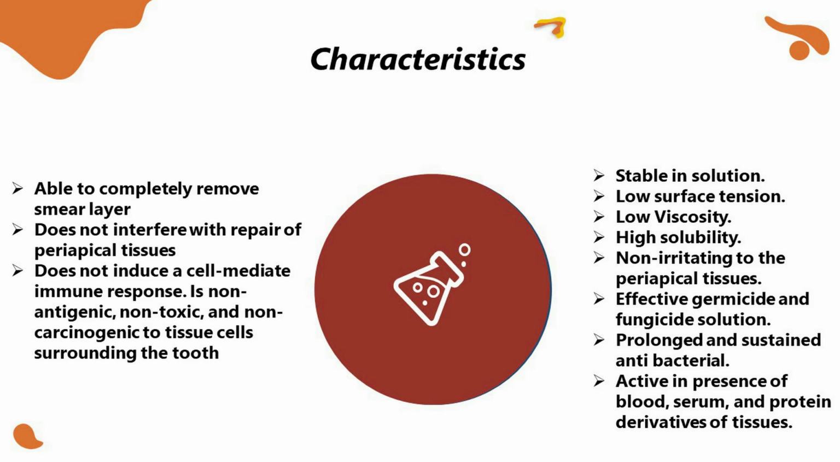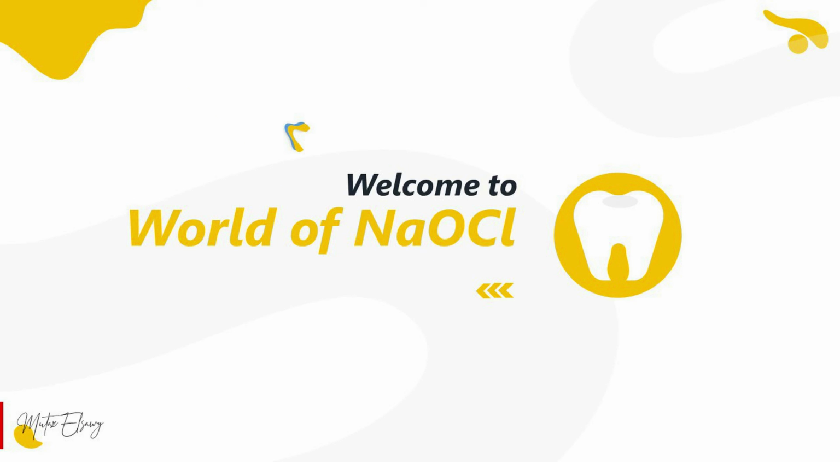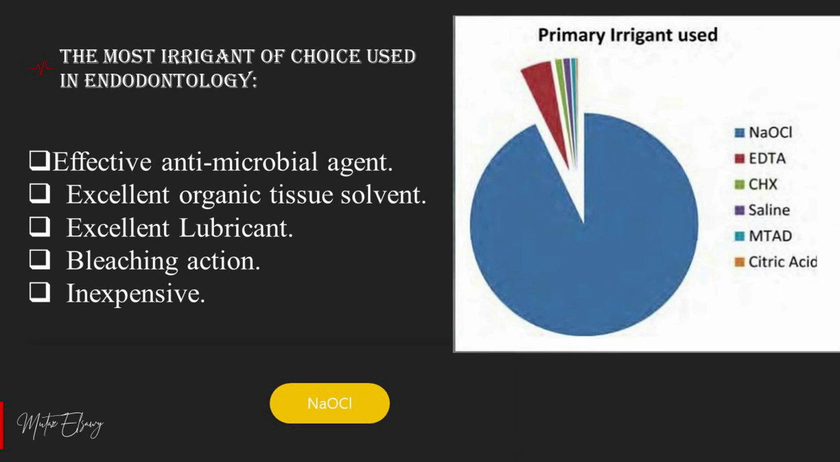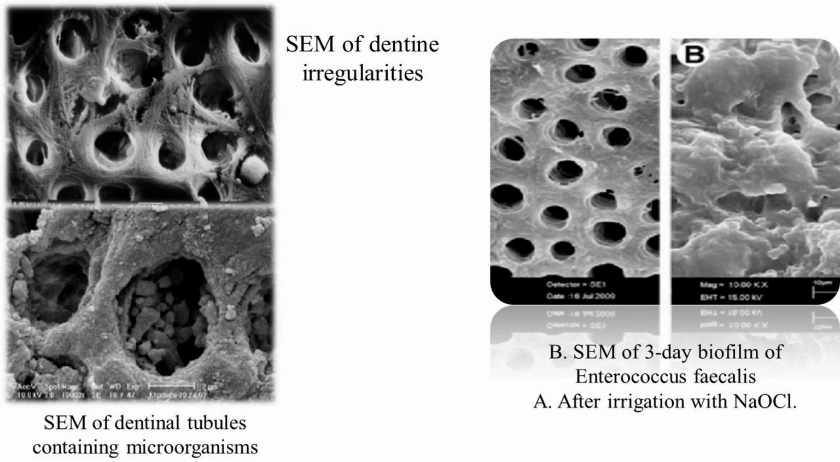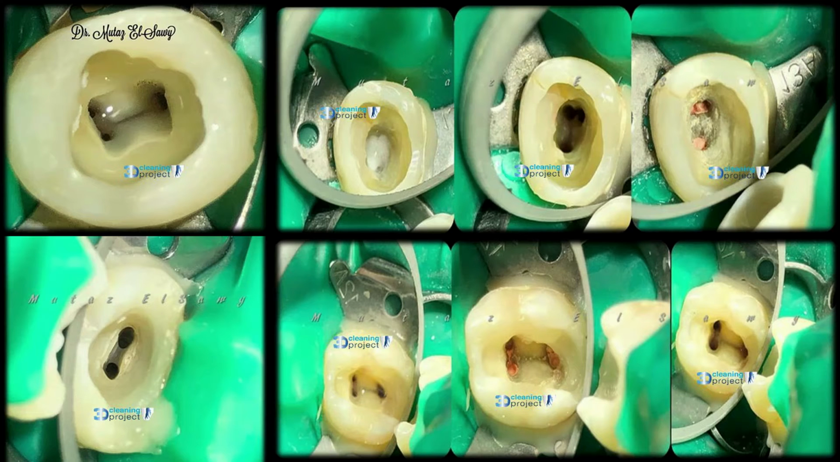And the irrigation must have the following characteristics. We have a lot of irrigation solutions in the field of endodontics, like sodium hypochlorite, chlorhexidine, saline, H2O2, for all purposes we said earlier, except removing smear layer, which can be done by EDTA and MTAD. Welcome to the world of sodium hypochlorite. Sodium hypochlorite is the irrigant of choice used in endodontics. Why? Because it's an effective antimicrobial agent, an excellent organic tissue solvent, an excellent lubricant, and inexpensive.